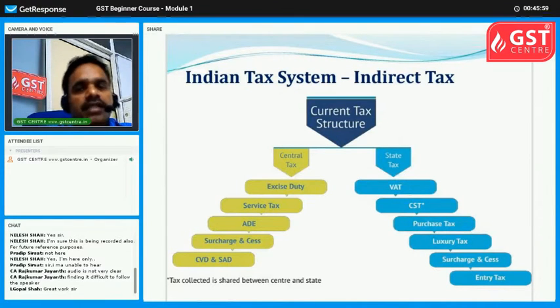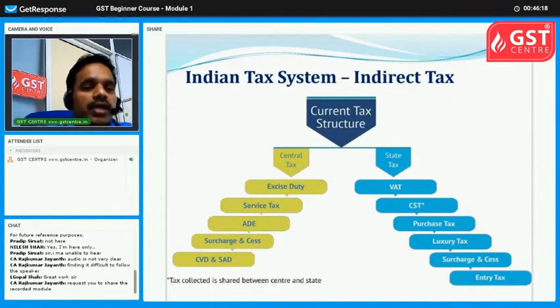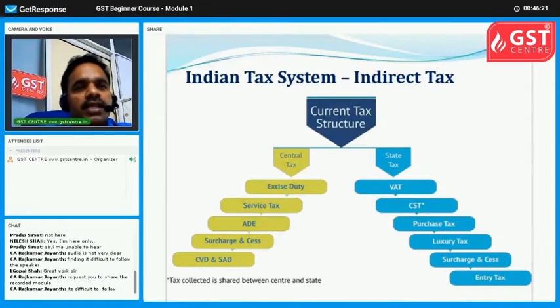And on the other side, indirect tax means the tax which we are indirectly paying to the government. Suppose you buy a television set or a mobile or even a toothpaste. You may not be aware that you are paying tax to the government. But in that product or in the bill, it is explained that tax is included. So that is called indirect tax.